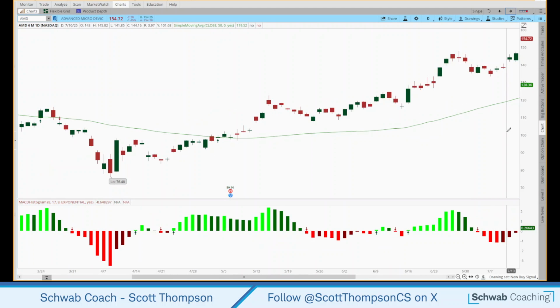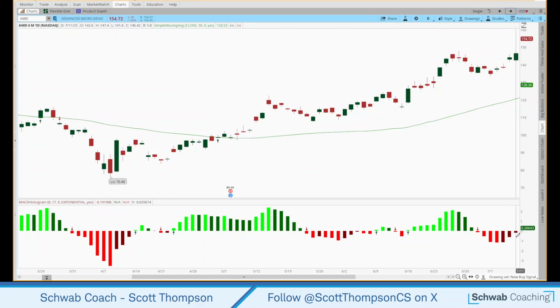Another one here is on AMD. AMD, you can see the stock's been trending up nicely. The moving average is rising. The MACD went red a few days earlier. It looks like it might go green the next day. We don't know. But this right now is not a buy signal.